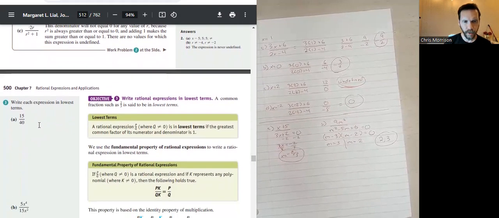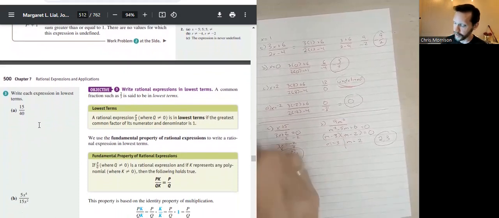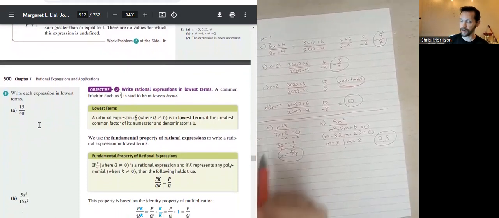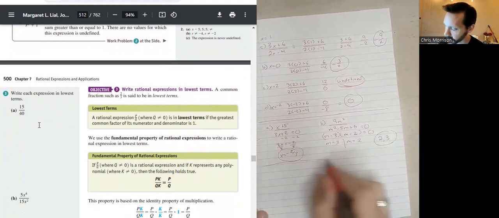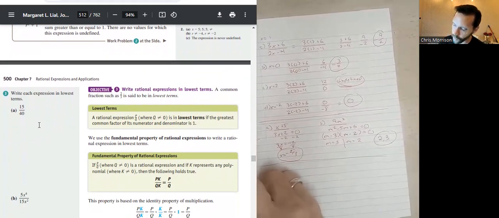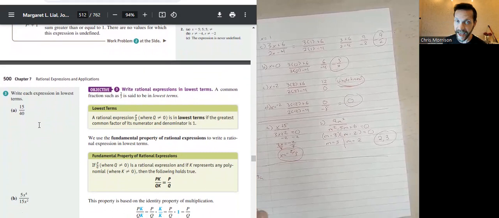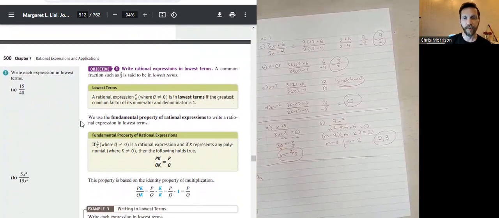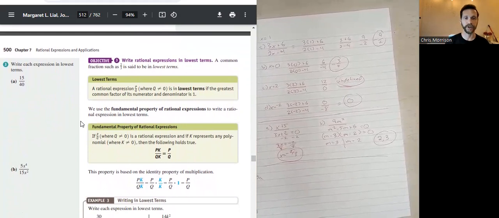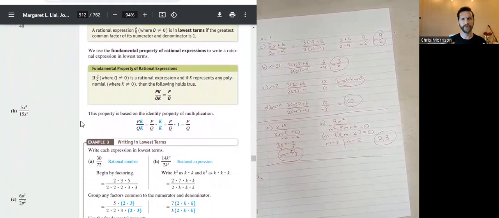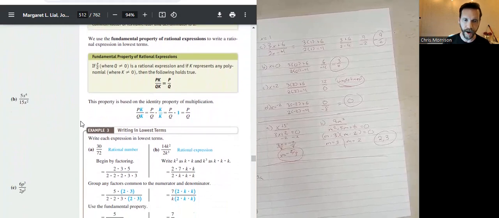All right. So now we know how to do example 2. Now we know how to discover the value that makes it undefined. Last thing I want to look at is example 3a. We're only doing 3a. Tomorrow we'll do 3b and on. Now we just want to write our rational expressions in lowest terms. In other words, we just want to reduce the rational expression.